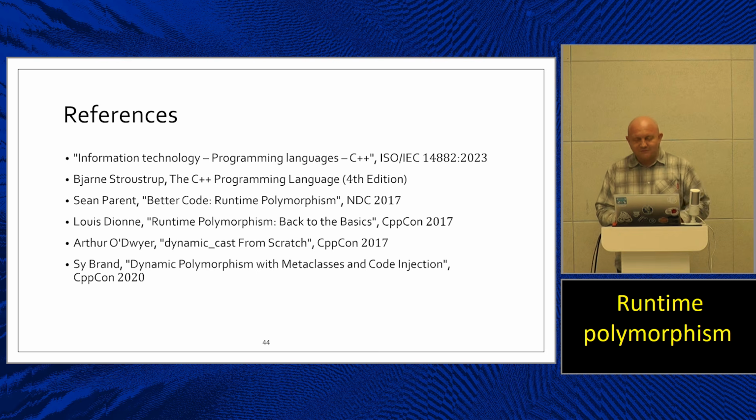But there is some bibliography. If you want to go deeper, please start with Sean Parent's talk on runtime polymorphism. It is brilliant and you must see it. Also, Dionne's Back to the Basics, and Arthur O'Dwyer's Dynamic Cast from Scratch is also excellent, especially if you want to understand how expensive RTTI machinery really is. And also please note C. Brand's talk that connects dynamic polymorphism with newer metaprogramming ideas.